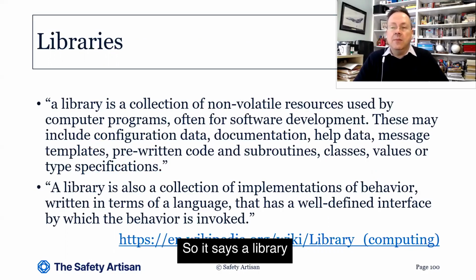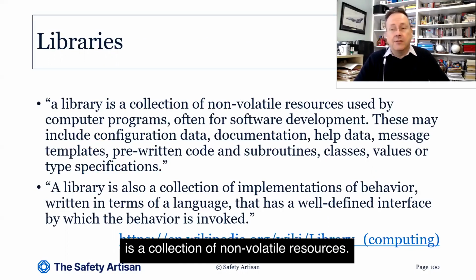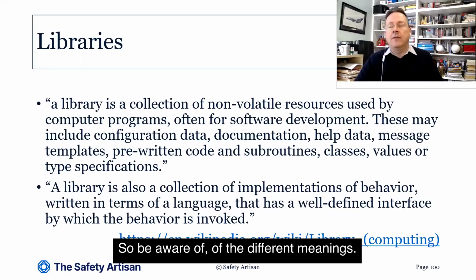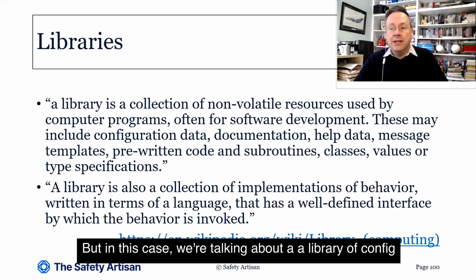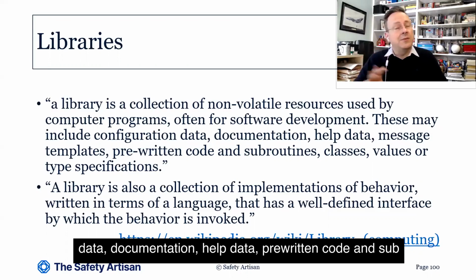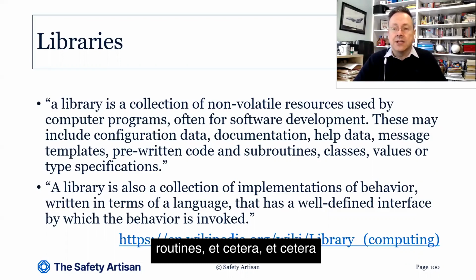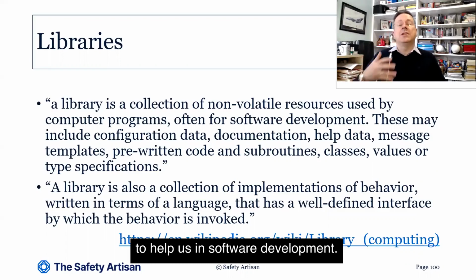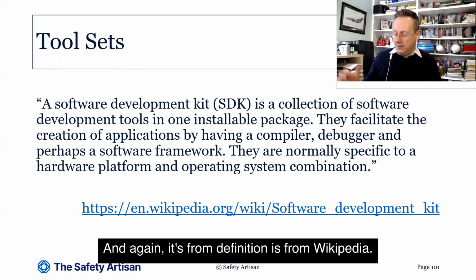So it says a library is a collection of non-volatile resources. So be aware of the different meanings. But in this case, we're talking about a library of config data, documentation, help data, pre-written code and subroutines, etc., to help us in software development. And again, the definition is from Wikipedia.